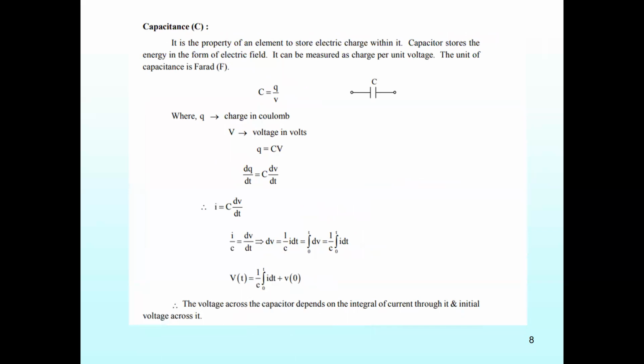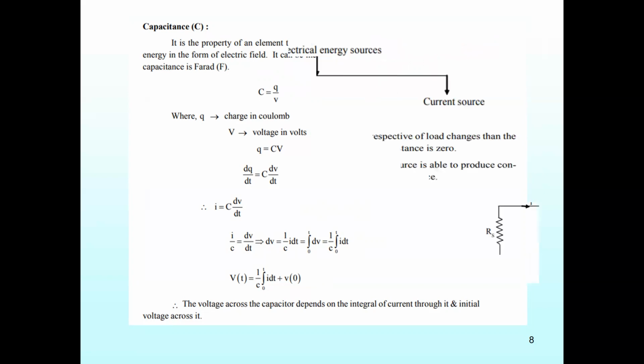The third element is capacitor or capacitance. It is the property of the element to store electric charges. So inside the capacitor, the electric charges are stored. The unit of capacitance is farad. The symbol is shown in the figure. It is denoted by the letter C. The voltage across the capacitor equals 1 by C integration of I into dt. Current through the capacitor I equals C into dV by dt, that is the rate of change of voltage.